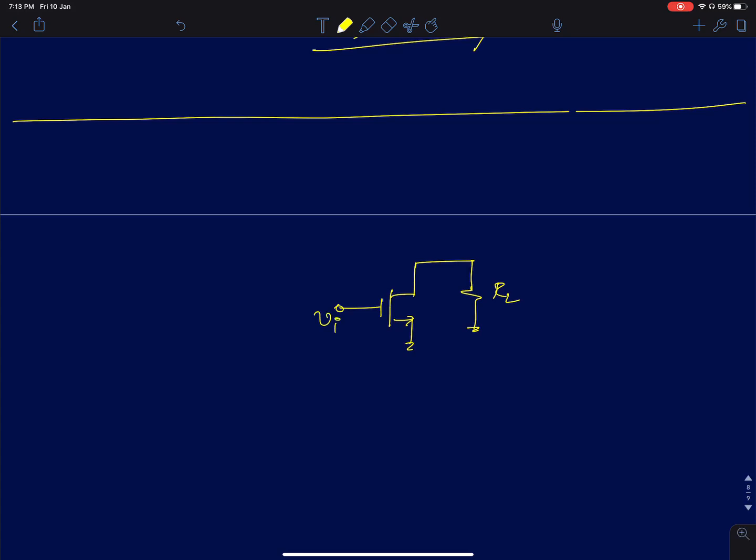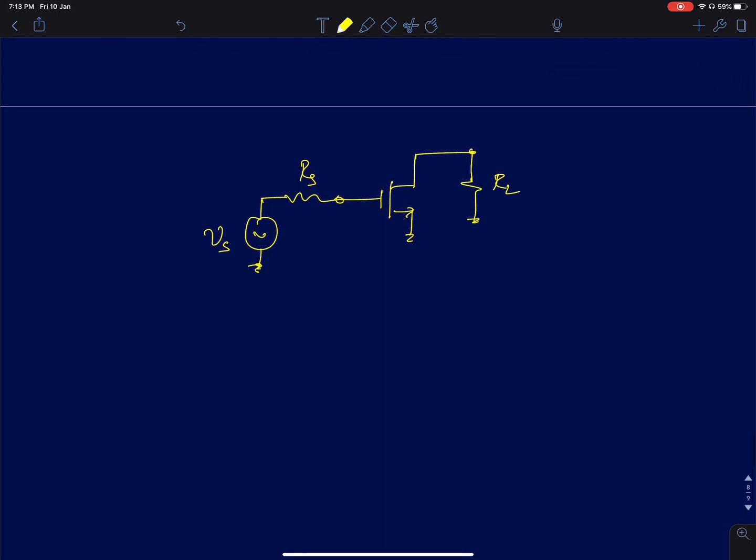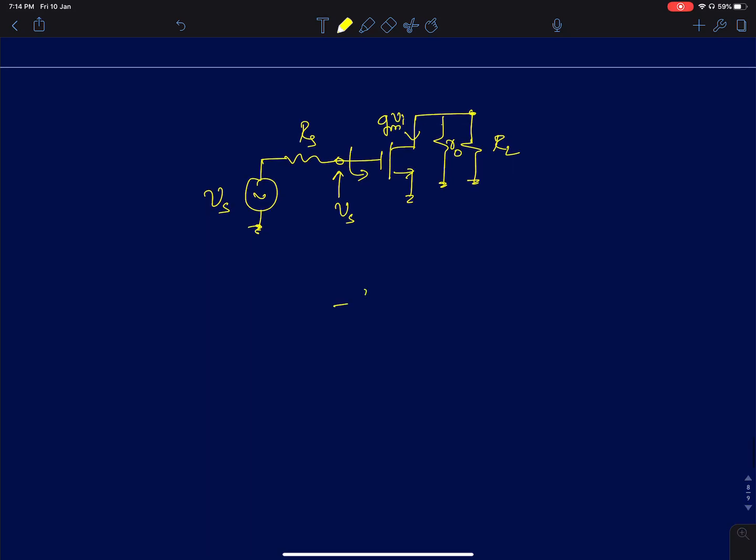So we can see, if your input is applied, we'll also have to apply a source resistance, RS, and I'll call the source VS here. And this is the overall amplifier. Now the input resistance is infinity, so the input appearing here is also Vs. And we have a current gm Vi flowing here. And R naught will appear in parallel with RL. So you can say the gain is going to be minus gm, again, you can assume this as a current minus gm Vi flowing into the load resistance, so minus gm into R naught parallel RL.